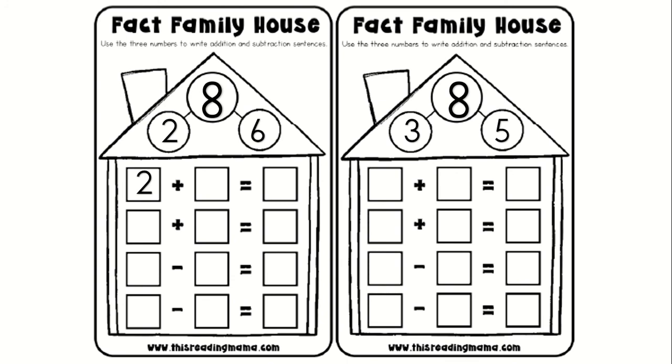So 2 plus 6 equals 8. 6 plus 2 equals 8. 8 take away 2 equals 6. And 8 take away 6 equals 2. Then I want you to do the same with 3 and 5. Quickly pause the screen, copy into your books, and then unpause as soon as you are ready to continue.